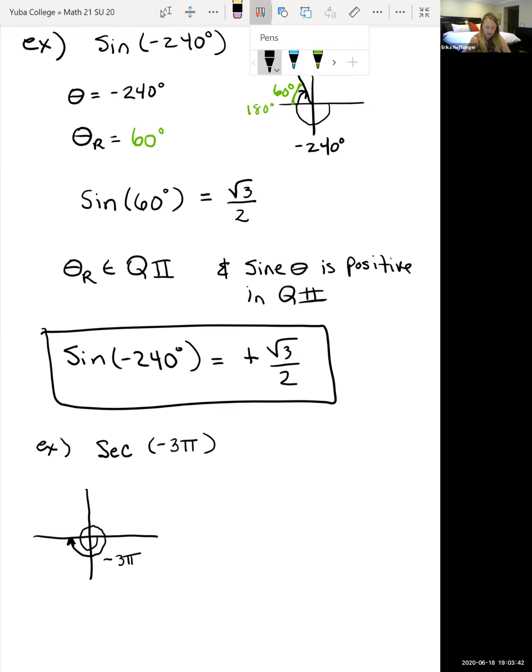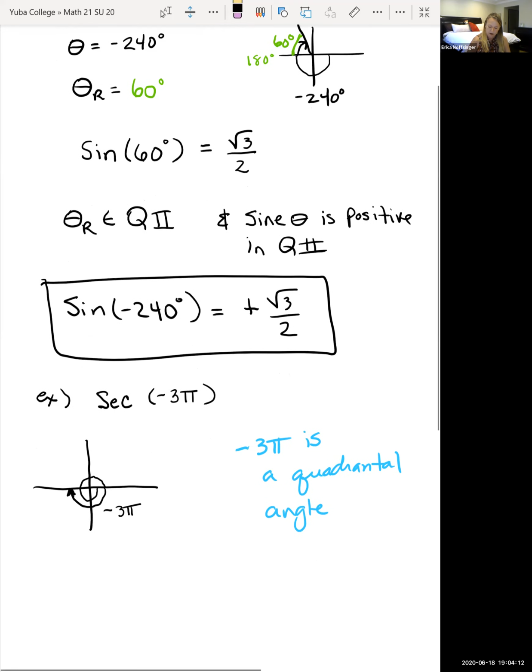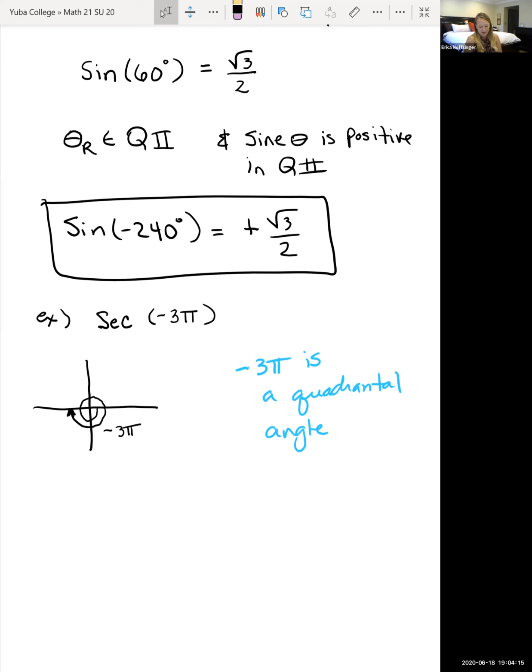This is a special angle because the terminal side is lying on one of our axes. And those are called, again, quadrantal angles. So negative 3 pi, say quadrantal. So basically, we really don't have an angle there if we're thinking of it with a reference angle. We haven't talked about quadrantal angles and evaluating our trig functions yet.